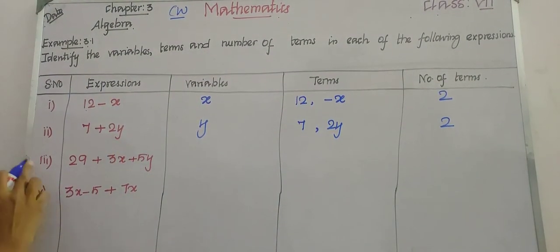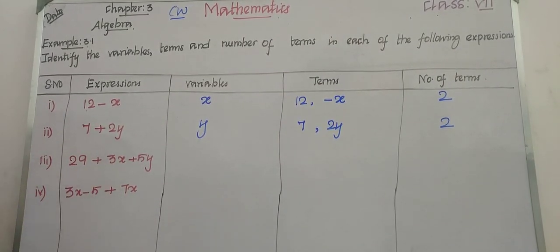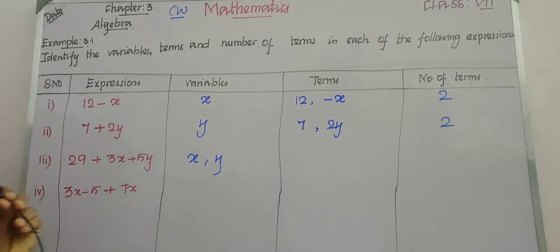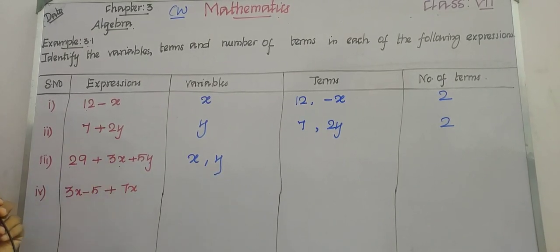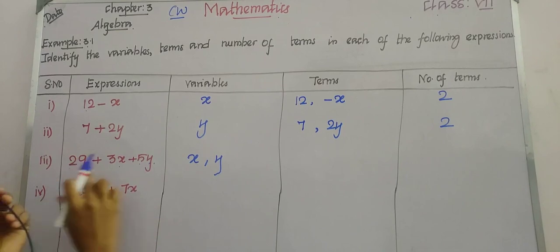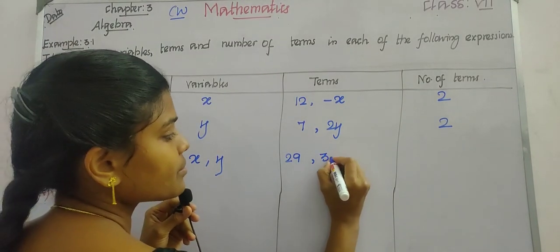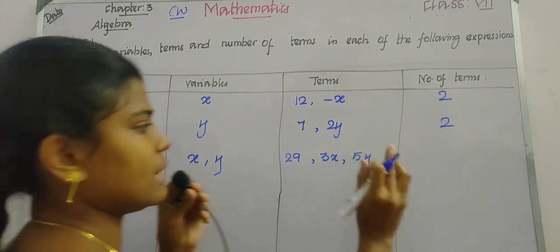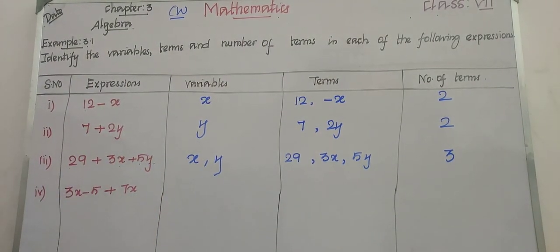Now the third one: 29 plus 3x plus 5y. How many variables are here? x is a variable and y is a variable, so write x, y. Two variables are here. Now we write the terms: 29 is a term, 3x is a term and 5y is a term. Write 29, 3x, 5y. So there are 3 terms. Now write 3 in the number of terms. Is it clear, children?